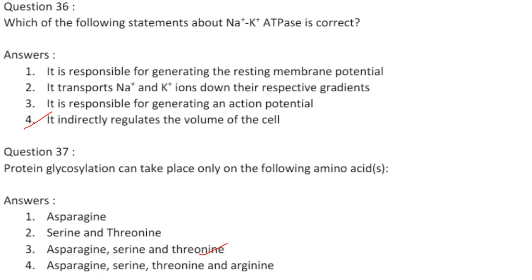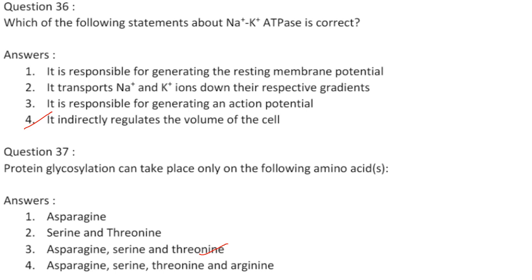Then which of the following statements about Na plus and K plus ATPase is correct? It is responsible for generating the resting membrane potential. It is not generating, it is maintaining the resting membrane potential. Then it transports Na positive and K positive ions down their respective gradients. The sodium and potassium move against the concentration gradient, so that is also not correct. It is responsible for generating an action potential. That is also not correct. It indirectly regulates the volume of the cell. That is correct. Answer is option 4.